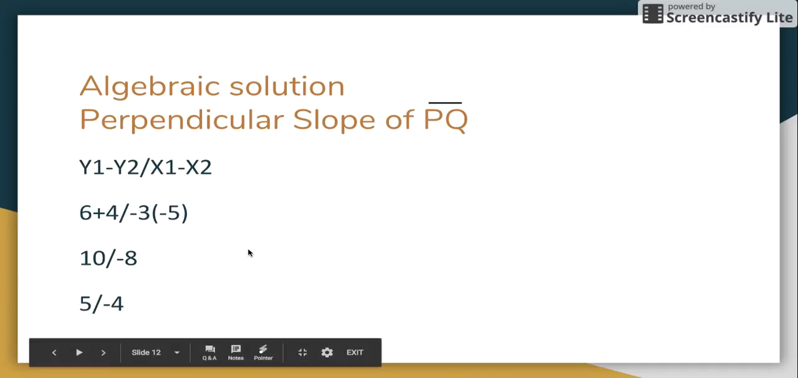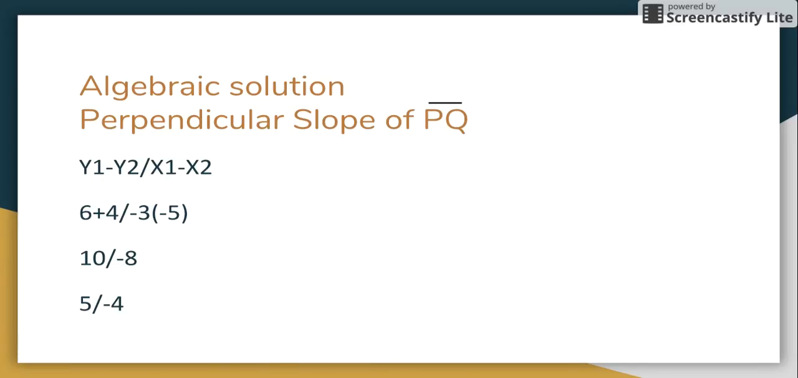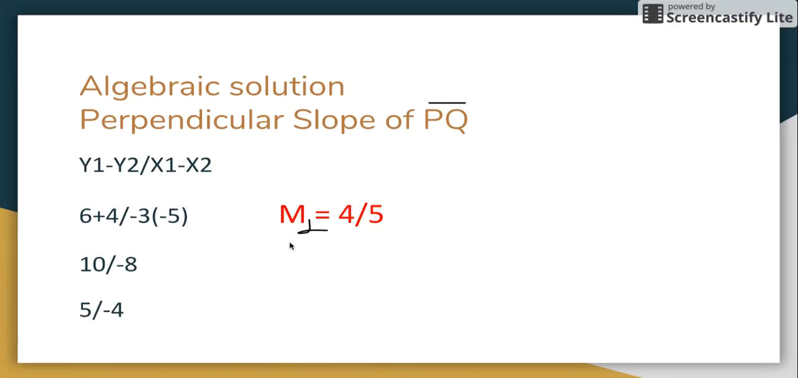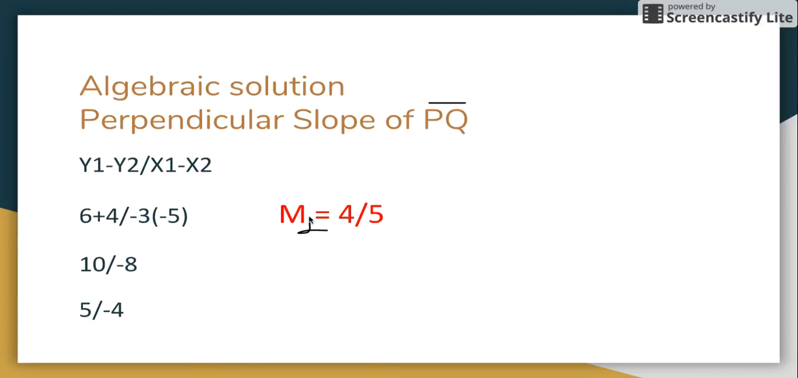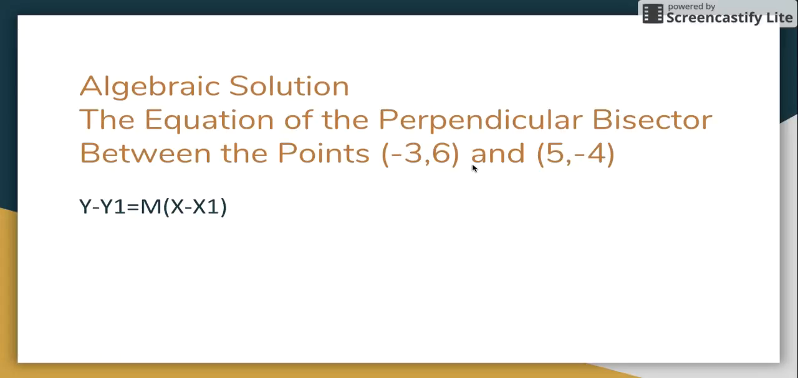Now, to make a perpendicular slope, you have to make it an opposite reciprocal of itself. So 5 over -4 will become 4/5, and that is the perpendicular slope of PQ. Now, we need to write the equation of the perpendicular bisector between points P and Q here.